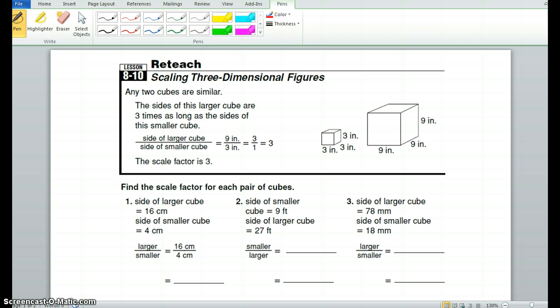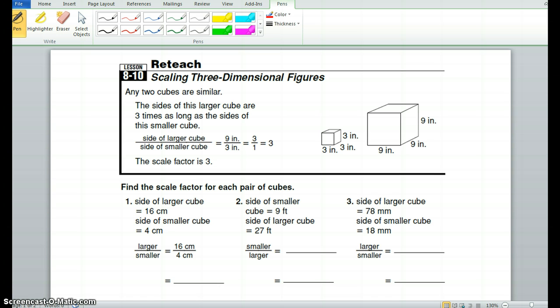So first of all, let's go ahead and start off with two cubes, one of them being a small 3-inch by 3-inch cube, the other being a larger 9-inch by 9-inch cube. If I wanted to find the ratio or scale factor of these cubes, I could put the side of the larger cube over the side of the smaller cube. In other words, just put the dimension of the large over the dimension of the small. And you'll find out that the scale factor is 3.